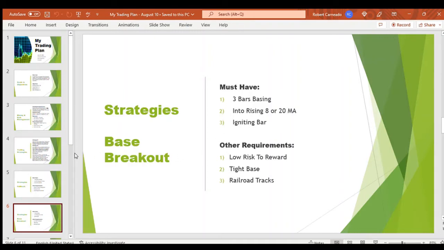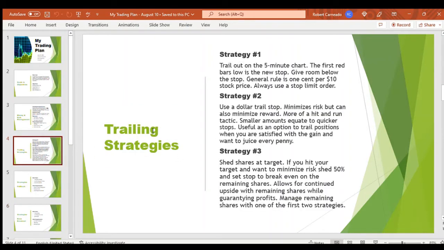So the trailing method we're going to use today, excuse me, this is an old strategy chart, but you can take a look at these if you want. We're going to trail out immediately on the 5-minute chart. All we're using is the 5-minute chart with Japanese candlesticks to chart all this. So I'll show you on the chart. When the first red bar's low is breached, the first red bar's low is the new stop. So anything below the first red bar, which would be a down bar, we're going to sell. That's when we just get out, no matter what.